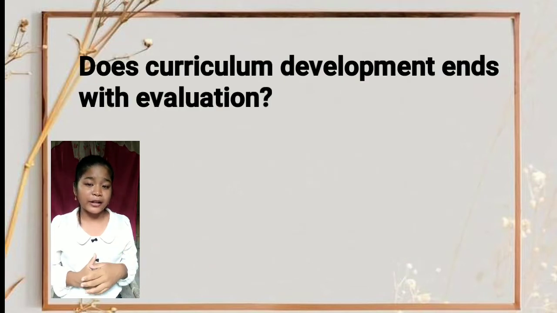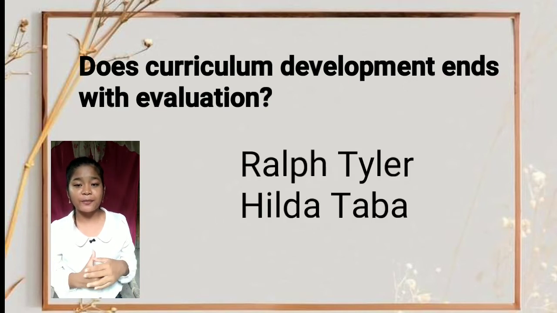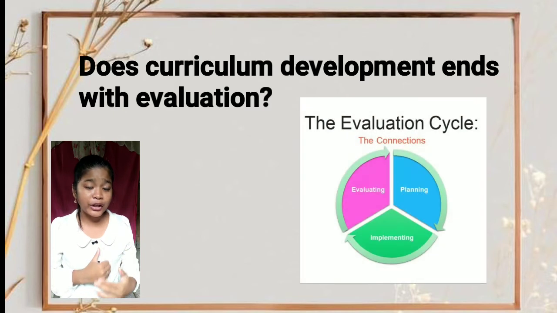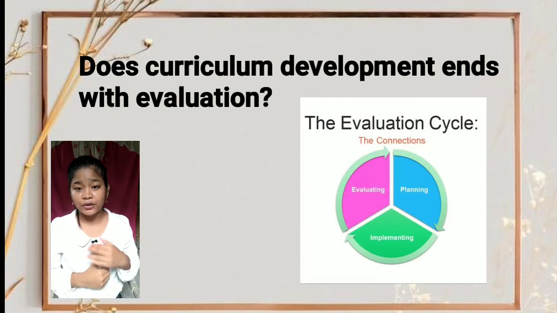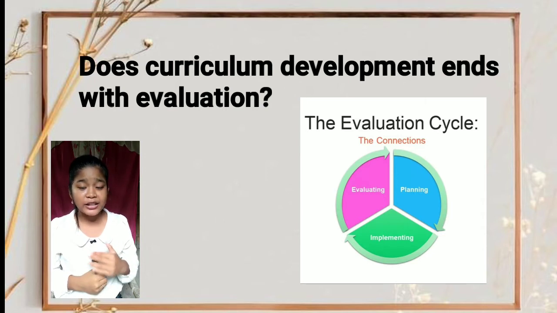Do you believe that curriculum development ends with evaluation? According to the models presented by Hilda Taba and Ralph Tyler, curriculum ends with evaluation. However, since curriculum development is a continuous process, it can be viewed like a pie: planning, implementing, and evaluating. Since curriculum development is a continuous process, this means that after assessment, planning starts again.